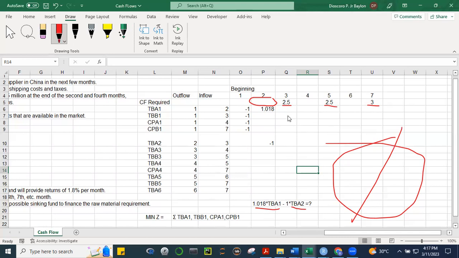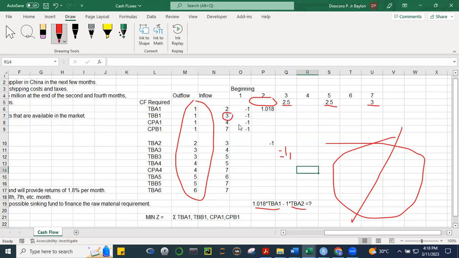So for example, let's take month 3, class. What are the inflows and the outflows for month 3? For the outflows, TBA3 will be -1 because it's an outflow. TBB3 also will be -1, right? Anything more? No more here. How about the inflows? What will be coming in month 3?